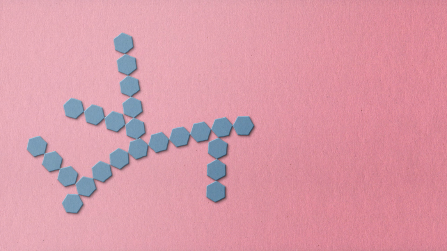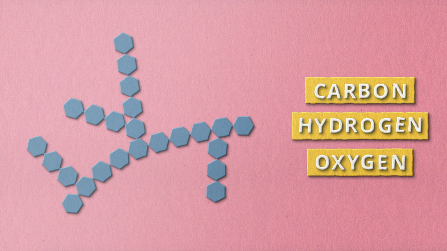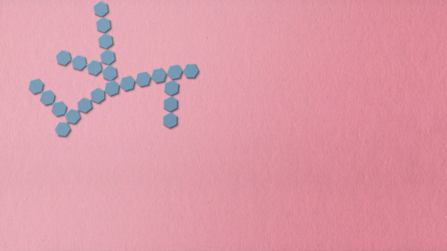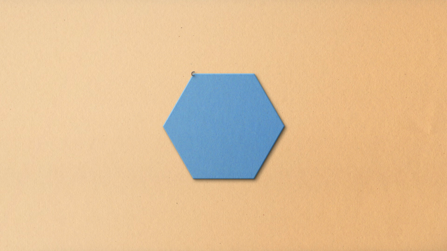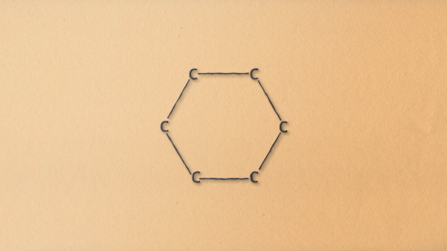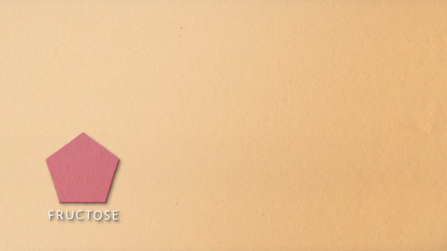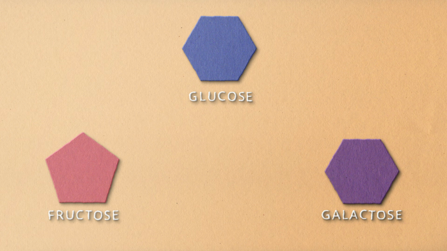Carbohydrates are made from carbon, hydrogen, and oxygen and include things like sugars and starch. The cool thing about carbohydrates is that they can be broken down by the body to provide an immediate source of usable energy. The most basic form of carbohydrates are the simple sugars or monosaccharides. Monosaccharides usually contain 5 or 6 carbon atoms linked together in rings. Monosaccharides include fructose, glucose, and galactose.